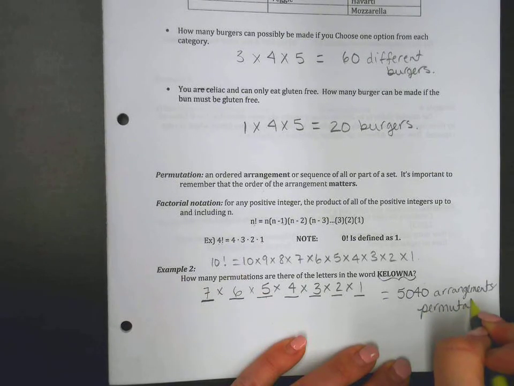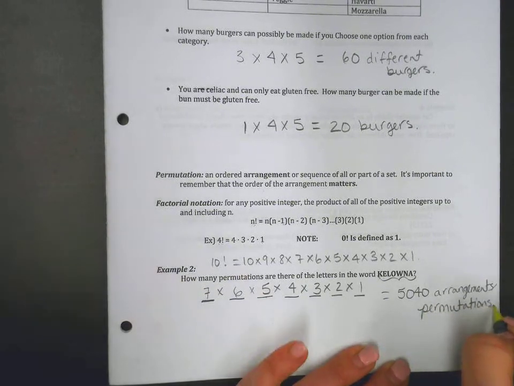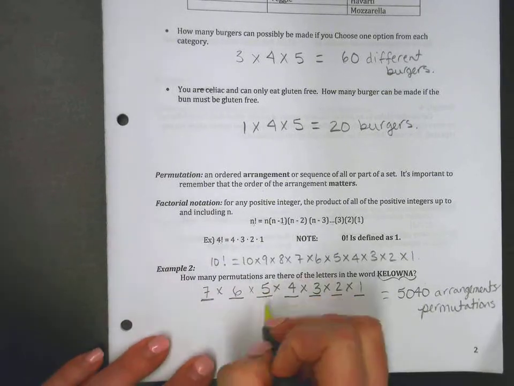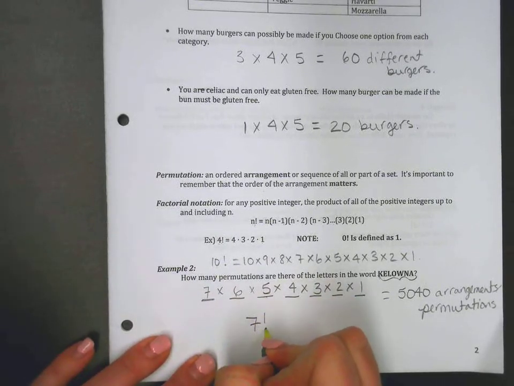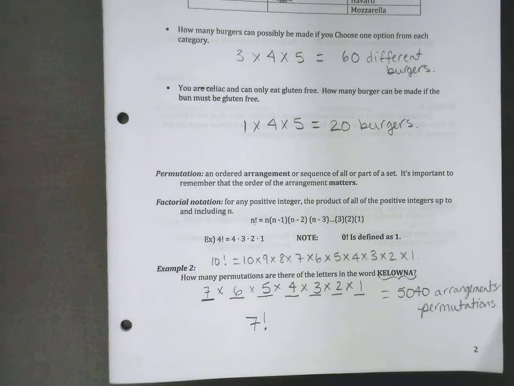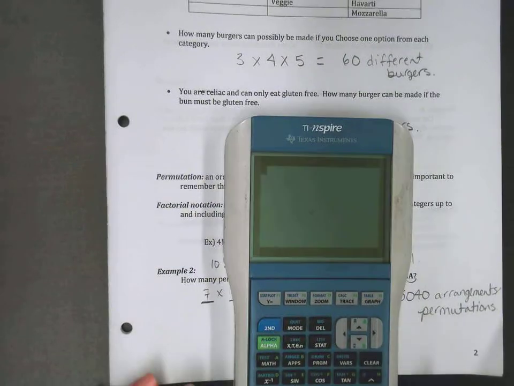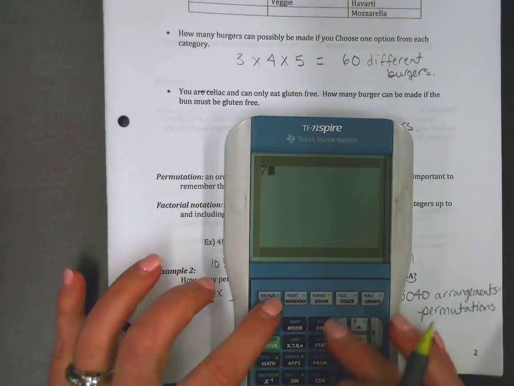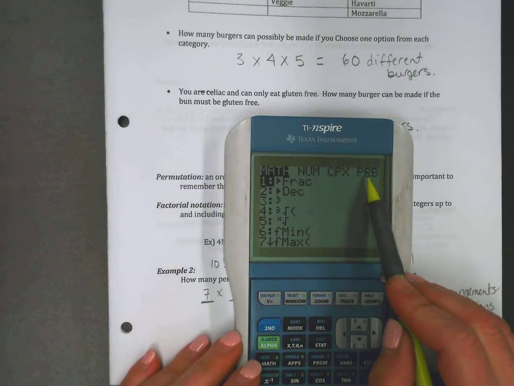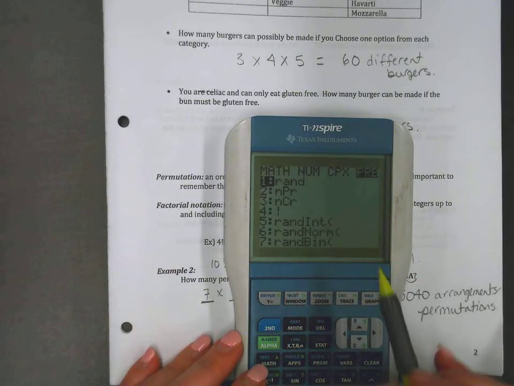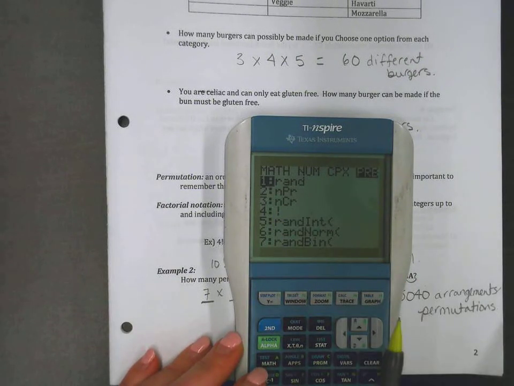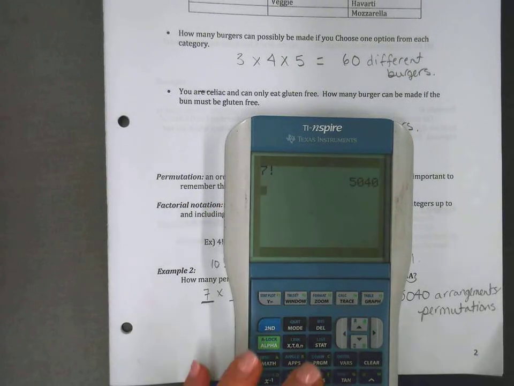Arrangements and permutations are kind of like the same thing. Or a quicker way to do this on your calculator is simply type in 7 factorial. So on your calculator, what you want to do is type in the number 7. You go over to this PRB location, and here is your factorial symbol, so number 4. So I put factorial, I hit enter, my answer is 5,040.